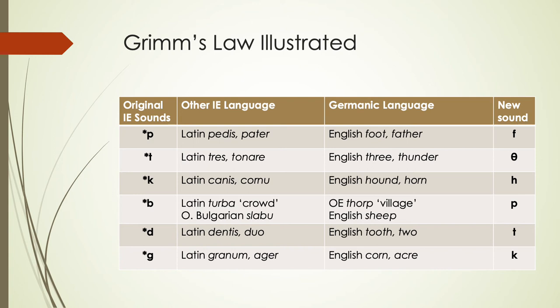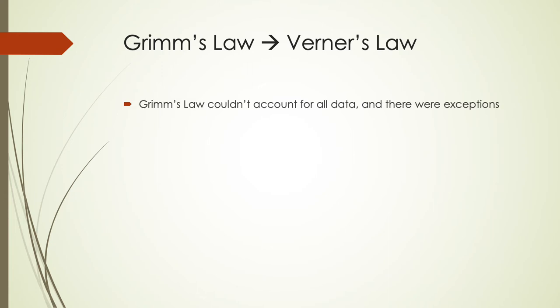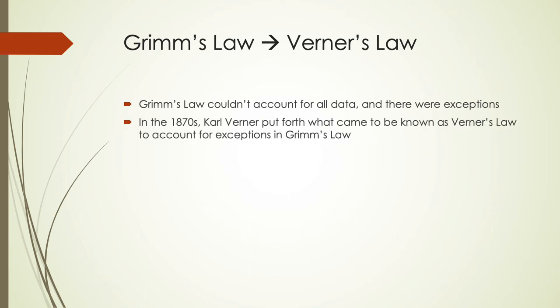But Grimm's law, even though it explains a lot of the changes that took place in Germanic languages, didn't account for all of the data that was present. There were some exceptions that were pretty notable, and someone else came along later in the 1870s, Carl Verner, who was looking at these examples that didn't really fit the pattern and put forth what came to be known as Verner's law to account for these exceptions.